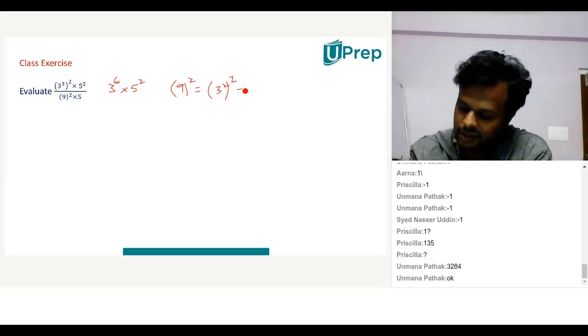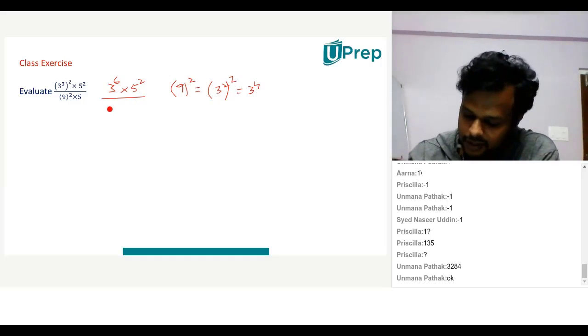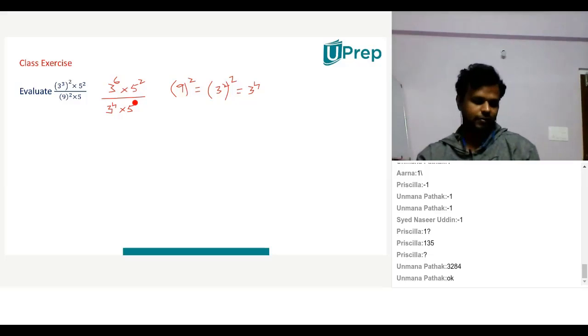So this becomes what, children? This becomes 3 power 4. Okay. So that means what I have here, 3 power 4 into 5. I have 3 power 4 into 5.